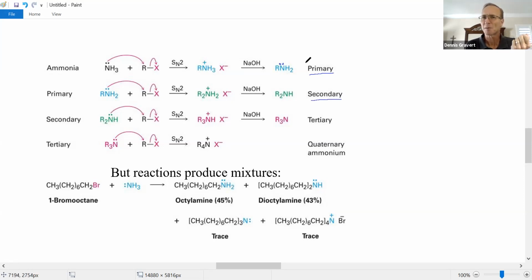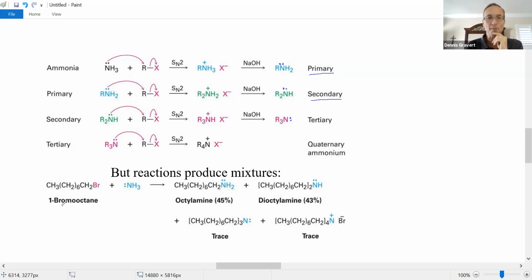But what if you want the primary amine? If you added too much alkyl halide, then your major product will be secondary. The secondary amine still has a lone pair. It's still a good nucleophile. Secondary amines also can do SN2 reactions, and now they're tertiary. The tertiary amine still has a lone pair. So yeah, tertiary amines can also do SN2 reactions, and it becomes a quaternary amine. And then finally it stops the SN2 reactions. There are no more lone pairs.